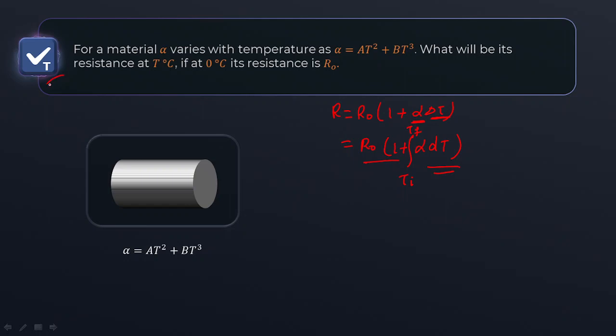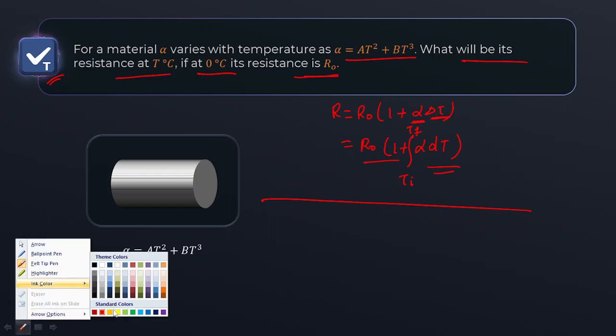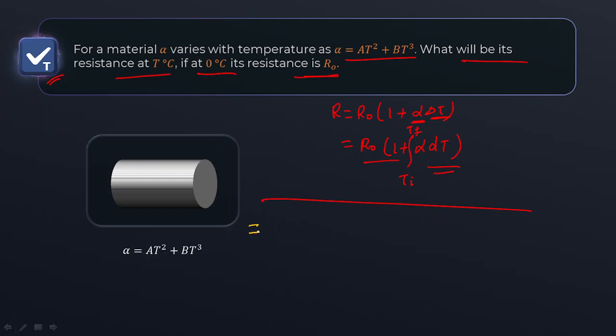So let us see one question. For a material, alpha varies with temperature as alpha equals AT square plus BT cube. What will be its resistance at T degrees Celsius, if at 0 degree its resistance is R naught? So we have the formula, we will use that. The formula is R final equals R initial into 1 plus integral of alpha dt, from T1 to T2. Now do the integration, put the values.